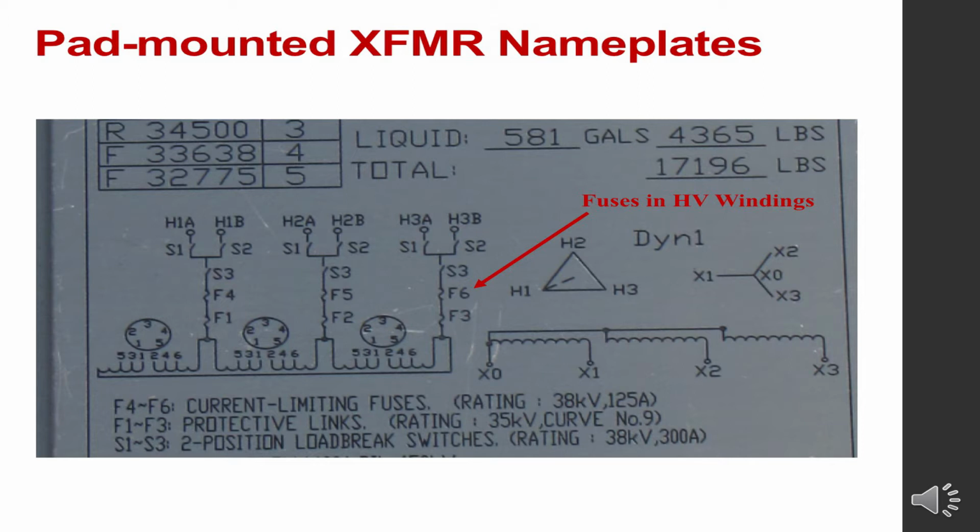Fuses F1, 2, and 3 are a certain type of fuse, and 4, 5, and 6 are a different type of fuse. So what you're seeing here is that the primary windings or high voltage windings in the transformer are where the fuses reside, and there's 2 different fuses associated with it. So if you look at it, let's go to the next slide.